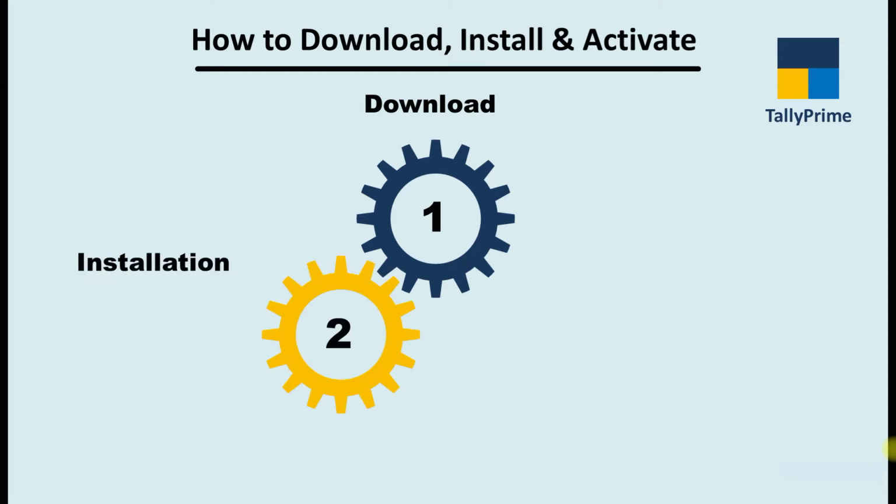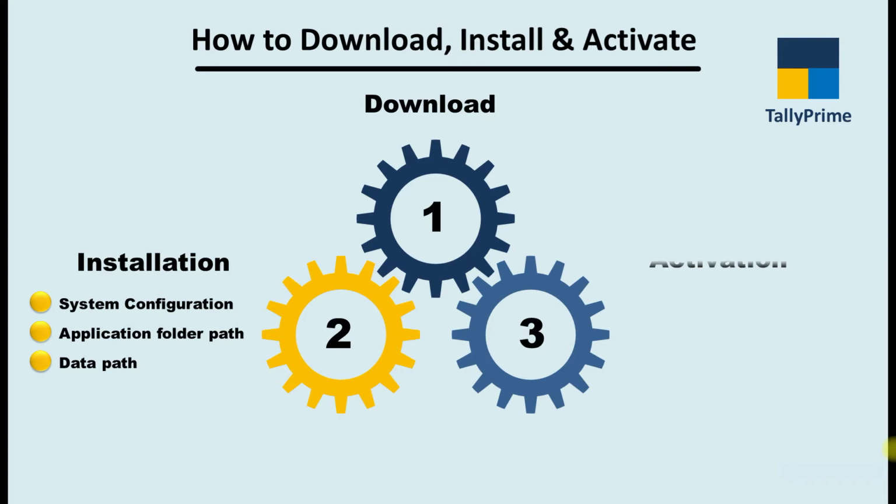Next, the installation process. Before running the installer, you need to make sure of your system configuration, because the Tally Prime installer supports only Windows 7 and above with a 64-bit operating system. Next, you have to define the application folder path, which drive and which folder you want to install the Tally Prime application in. Next, you need to define the data folder path, where exactly you want to save the data information. Once the installation process is completed, we can activate the license.